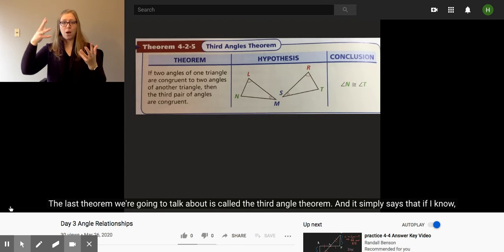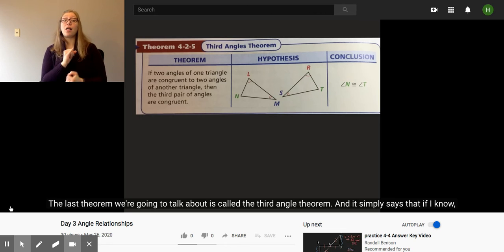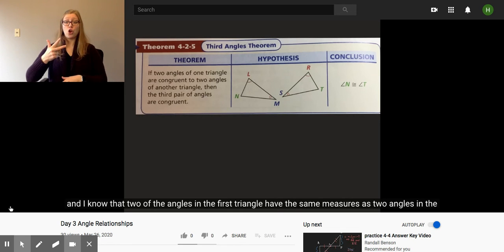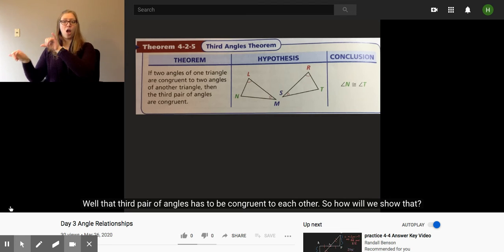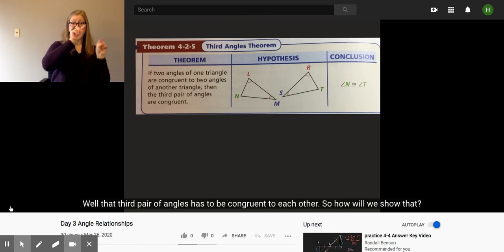All right. The last theorem we're going to talk about is called the third angle theorem. And it simply says that if I have two triangles and I know that two of the angles in the first triangle have the same measures as two angles in the second triangle, well, that third pair of angles has to be congruent to each other. So how will we show that?